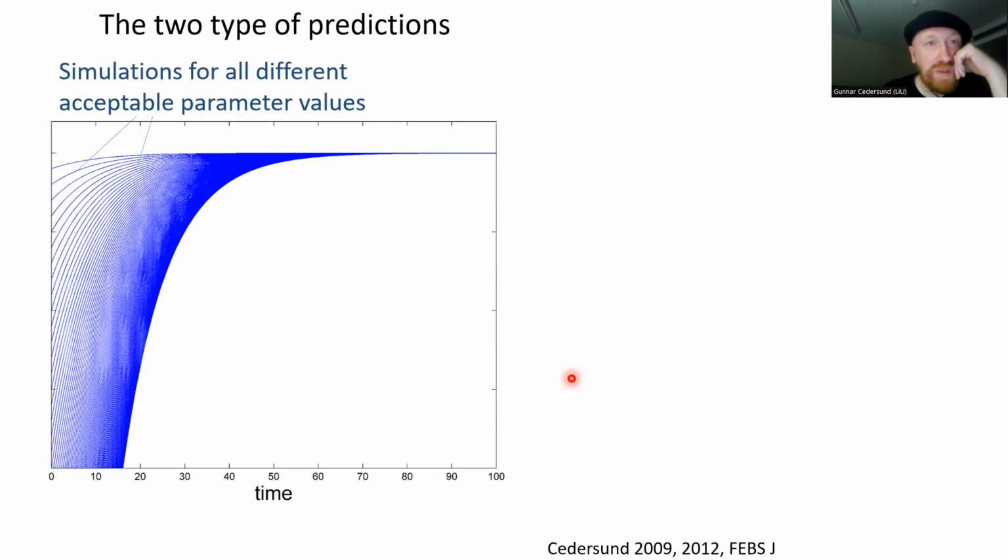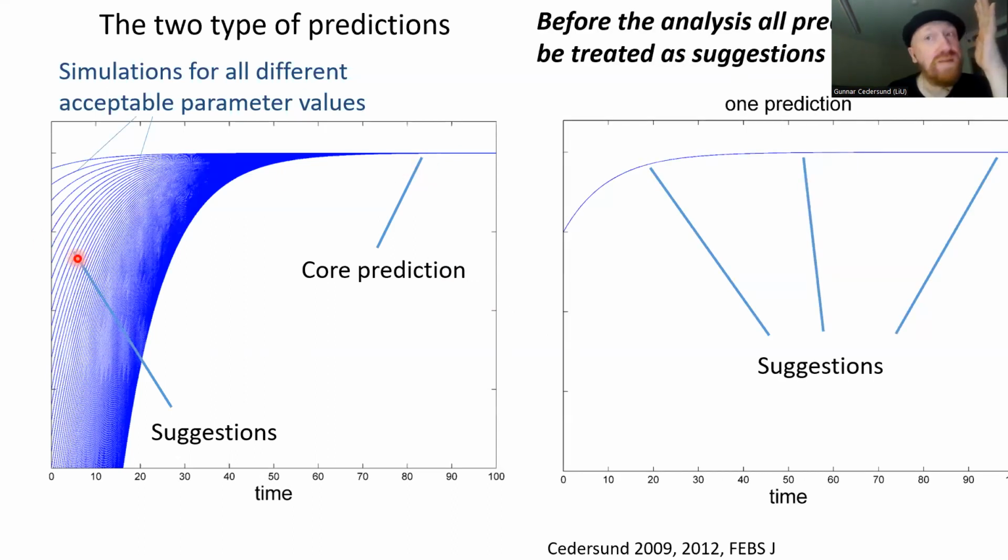Okay, so core prediction slide. You saw this already. These are simulations for all the different acceptable parameter values, and here is well determined. So this is a core prediction, and here they are just suggestions. And again, if you just have a single simulation, they're all suggestions, they're all weak statements. And if this is all you have, you have no idea what is a good reason to do an experiment. Because if you would suggest to measure something here or something here, that's 2 very, very different reasons why to do the experiment.